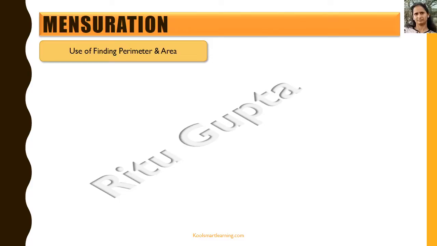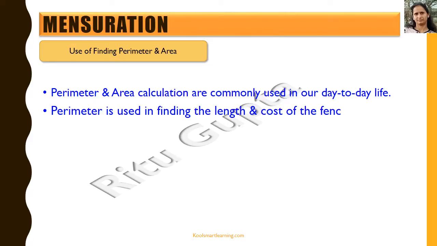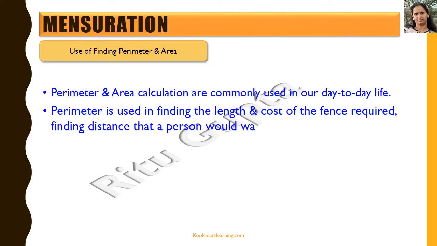So friends, let's first try to understand what is the use of finding the perimeter and area. So perimeter and area calculations are commonly used in our day-to-day life. Let's see how they're used. Perimeter is used for finding the length and cost of the fence required, finding distance that a person would walk based on the shape of the walking track, etc.